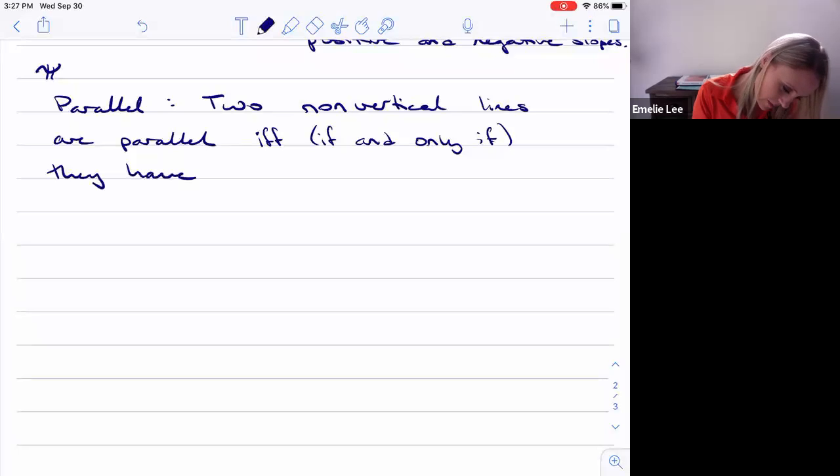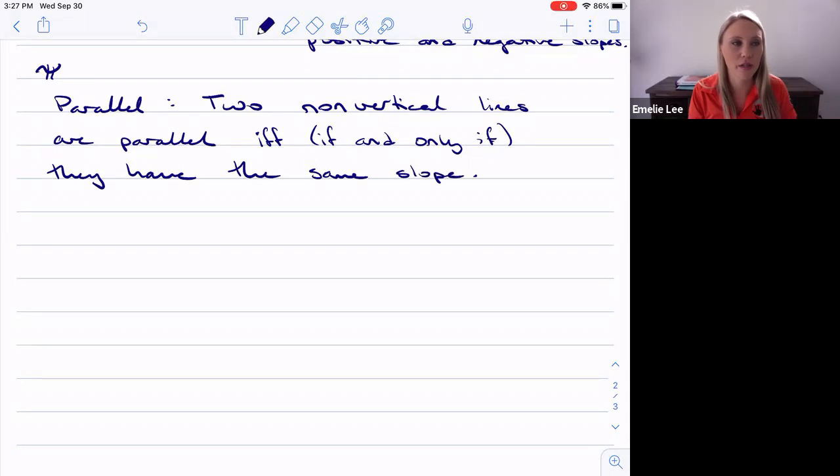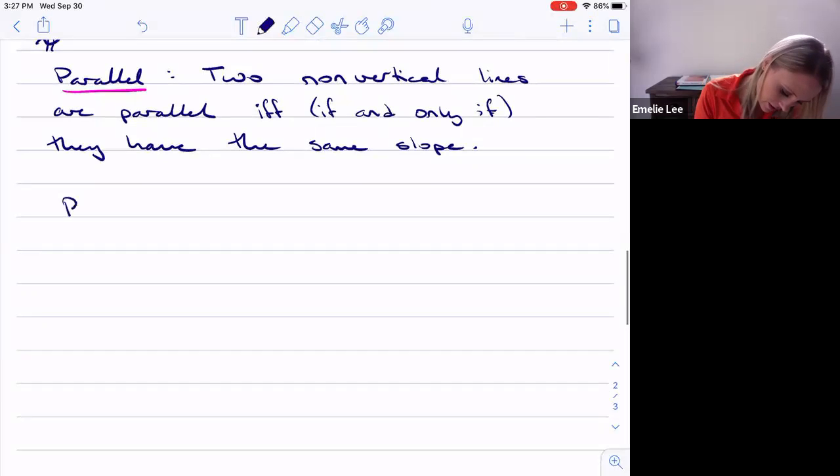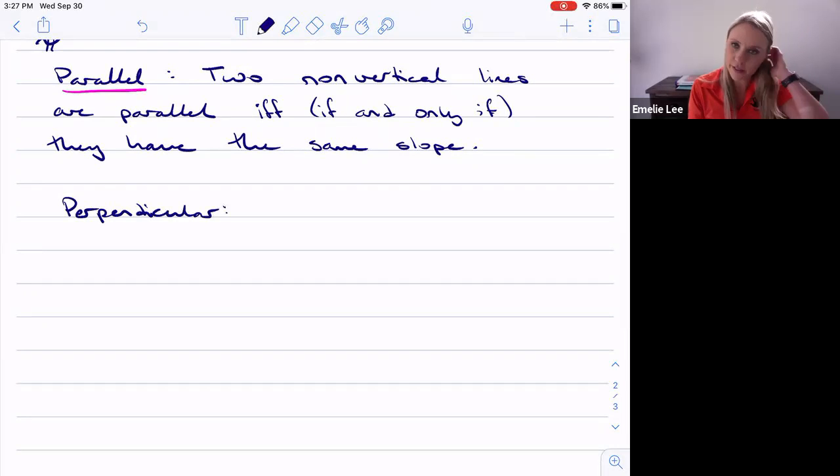They have the same slope, which you probably figured just from general knowledge. So that's if two lines are parallel. Harder, or a little bit harder, is to determine if they're perpendicular.